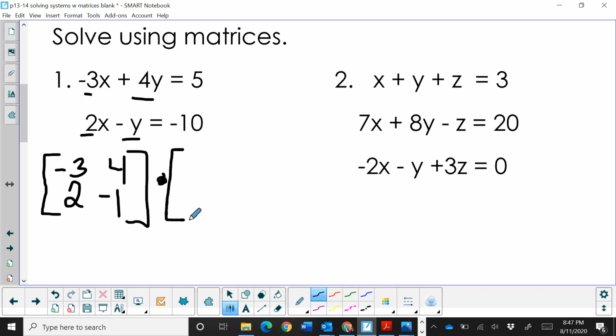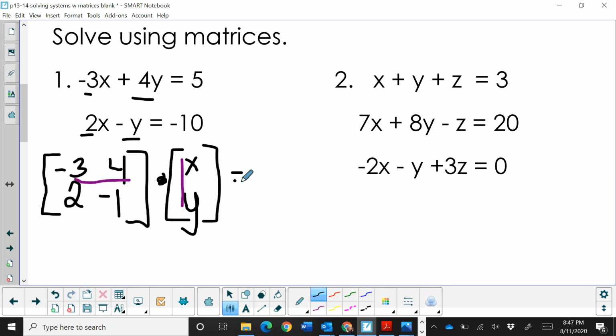Now our variables, this is going to be a column. And the column is whatever's first, x, and whatever variable is second, y. Now, let's stop for a second so you can look why that works. Because when we multiply matrices, don't we do rows times columns? So you would have -3x plus 4y, and that's where that equation comes from.